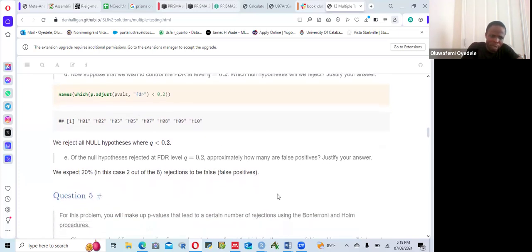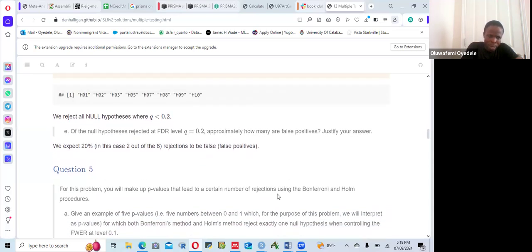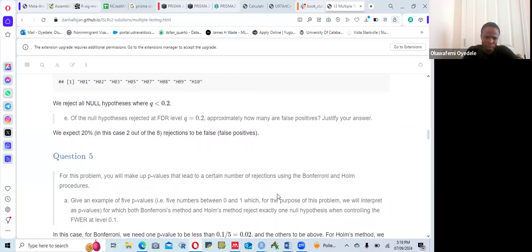So E, of the null hypotheses rejected at the false discovery rate level of Q equals 0.2, approximately how many are false positives? We should justify our answer. So in the solution here, we can see that we expect 20%, in this case 2 out of the 8 rejections, to be false positives, which gives us 20% to be false positive.